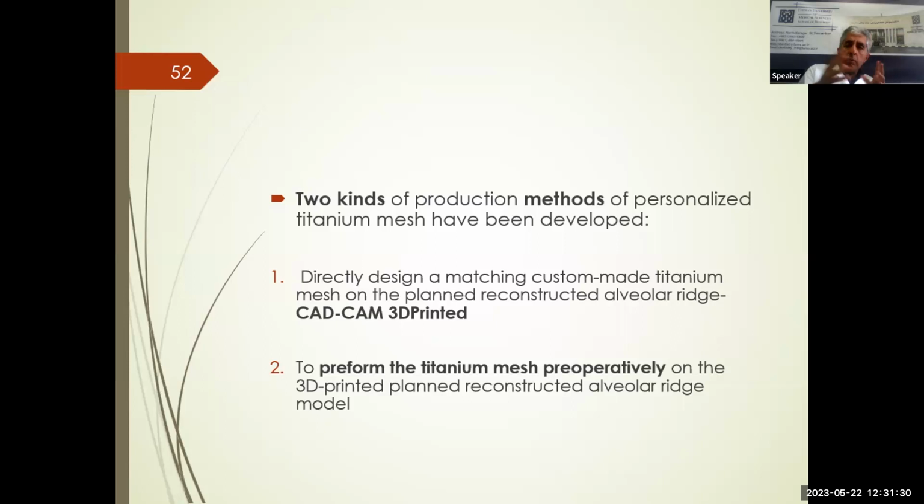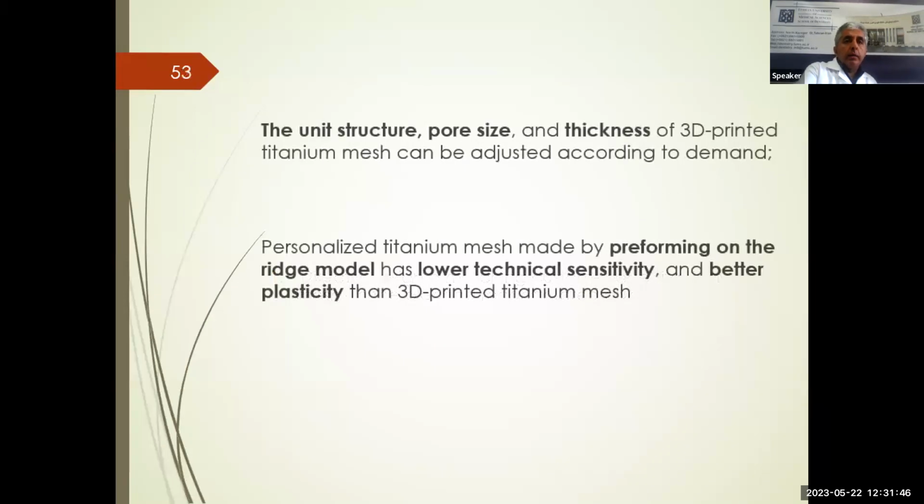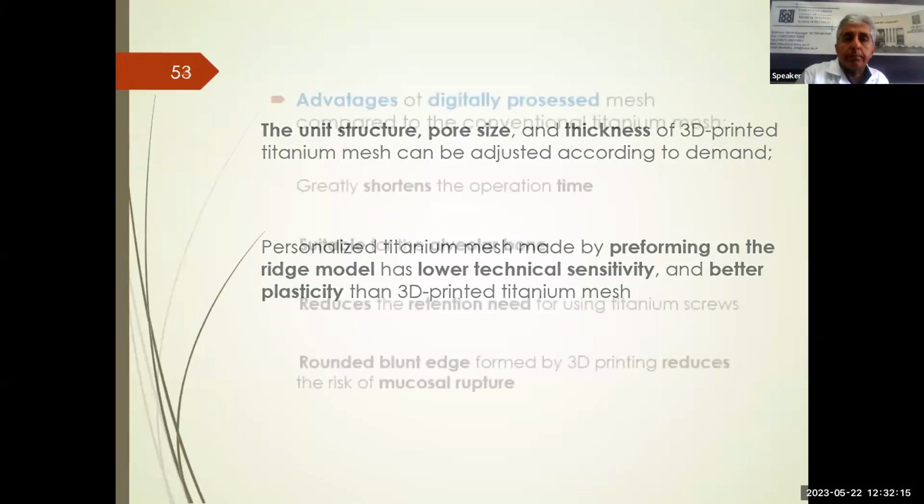and by stereolithographic printing, we can shape the titanium mesh over the model preoperatively and use the titanium mesh at the operation time. Unit structure, pore size, and thickness in 3D printing can be acquired according to demand. But personalized titanium mesh by bending or adapting on the stereolithographic model has lower technical sensitivity and better plasticity than the 3D printed titanium mesh.